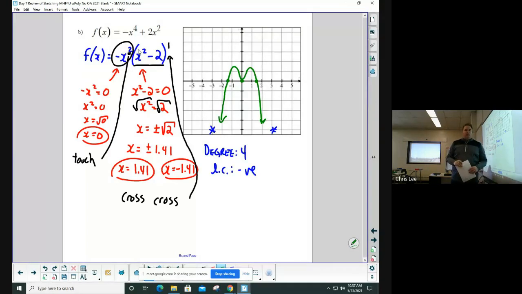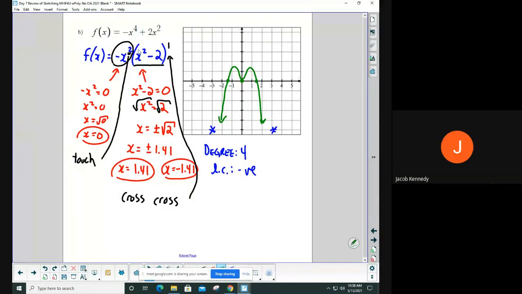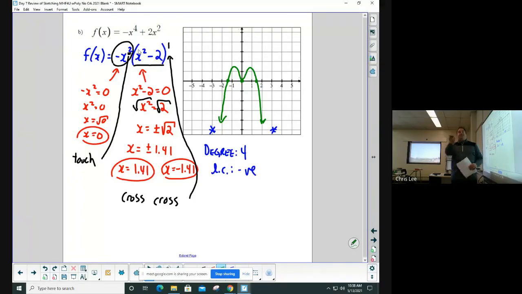And if you recall, we called this one an upside down W. It's not an M, it's an upside down W. Upside down Wendy's. Oh, that's right. That was you guys. God, that feels like forever ago. Upside down Wendy's, yes. All right.